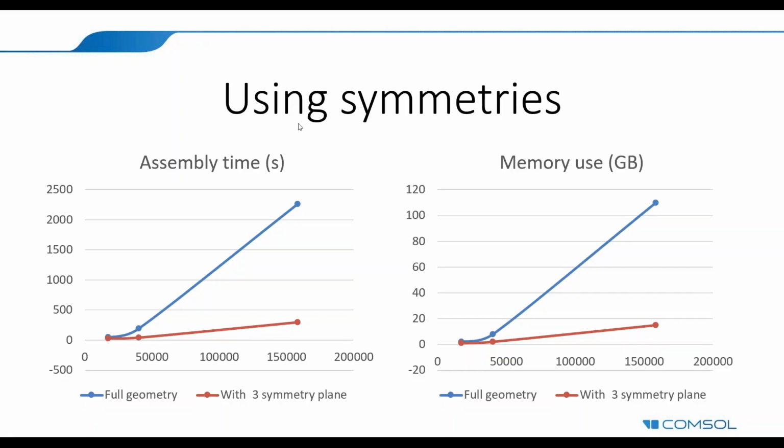So on this graph, I compare for the same model, the blue line represents the computation cost for the full geometry, and the red line represents the computational cost with 3 symmetry planes. So if you divide the number of degrees of freedom by 8, here you get the assembly time as a function of the number of degrees of freedom for surface-to-surface radiation. So you can see that you gain a lot. And that's the same here. The memory use is greatly reduced when you can take advantage of a symmetry. So for a small number of degrees of freedom, it doesn't really matter, but when you get more than 100,000 degrees of freedom, then you really start to feel the difference.